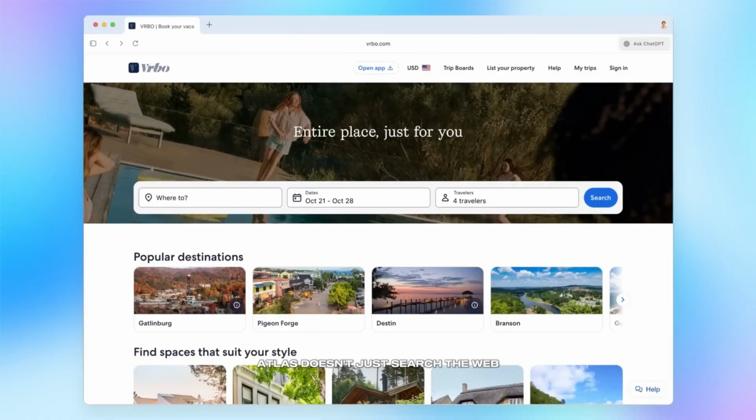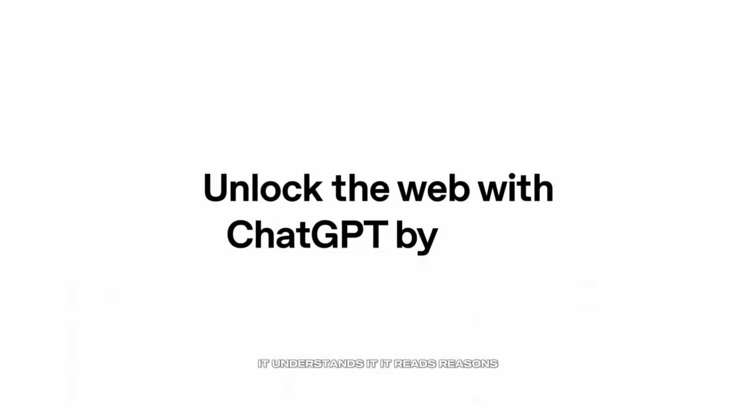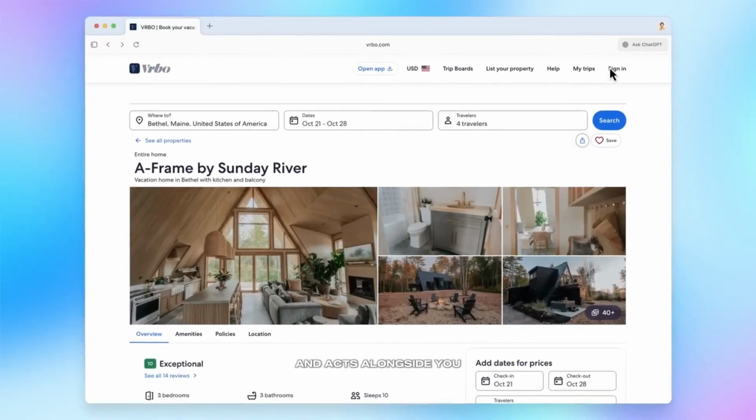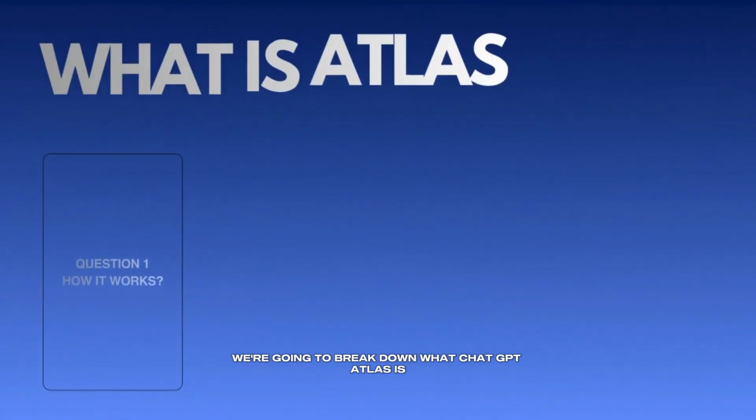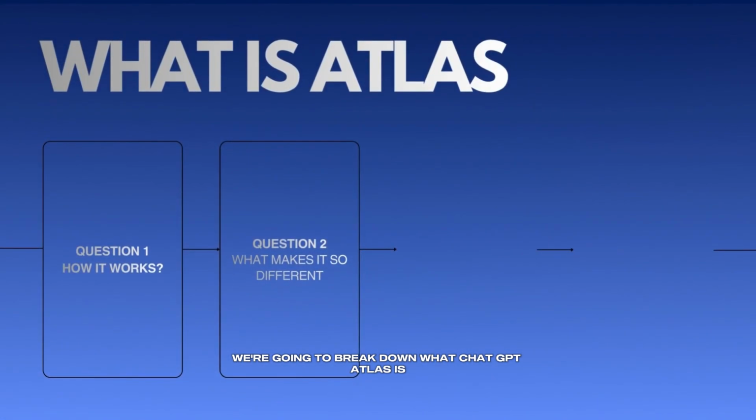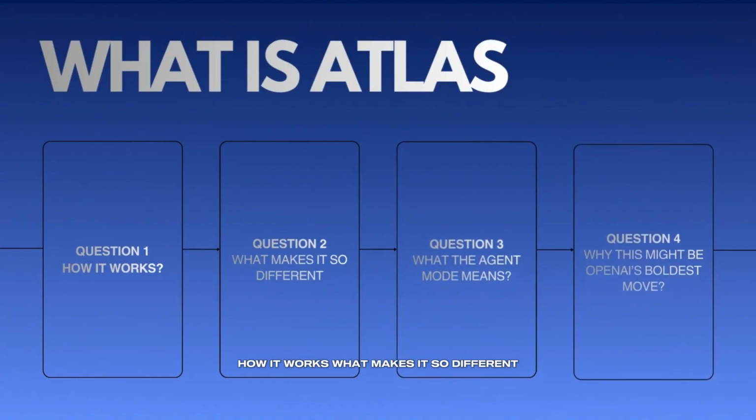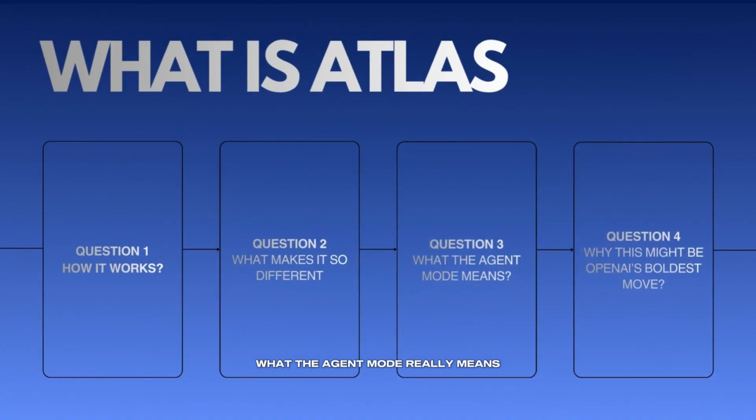Atlas doesn't just search the web, it understands it. It reads, reasons, and acts alongside you, directly inside your browser window. So in this video, we're going to break down what ChatGPT Atlas is, how it works, what makes it so different, what the agent mode really means, and why this might be OpenAI's boldest move since ChatGPT first launched.